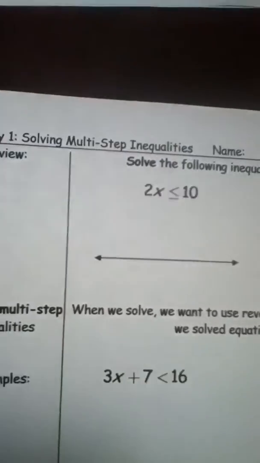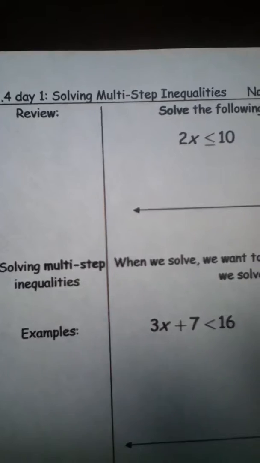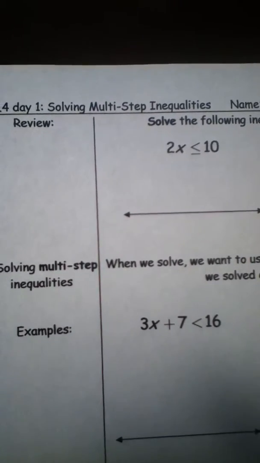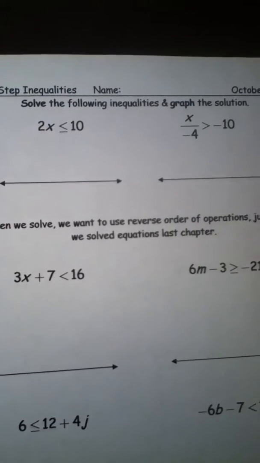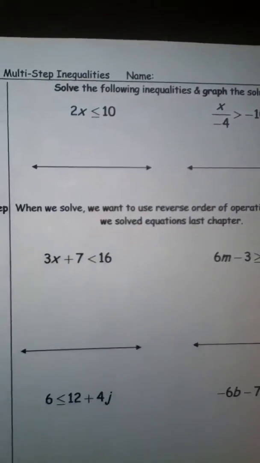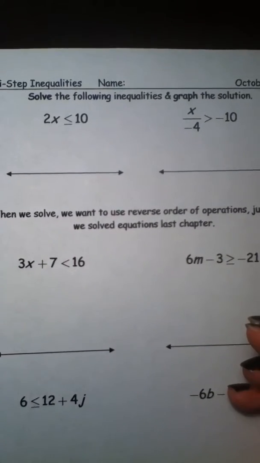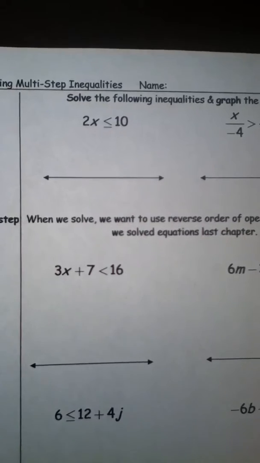But today we're doing 3.4, so you should have your notes out and get ready to go. Alright, here we go. Okay. 3.4, day 1, solving multi-step inequalities. So this is going to be very similar to when we were solving last chapter. Okay, so make sure your name's on your paper. Happy October 16th. Alright, we need to solve the following inequalities and graph the solution. So this is from yesterday.